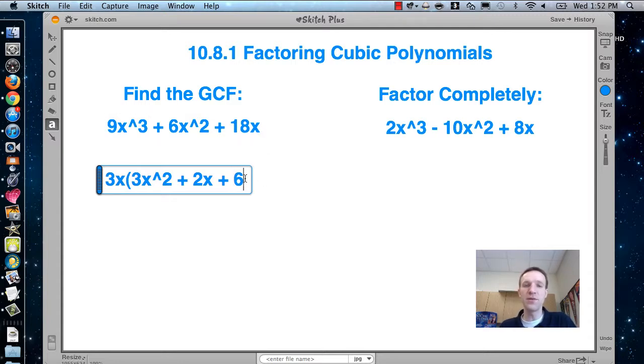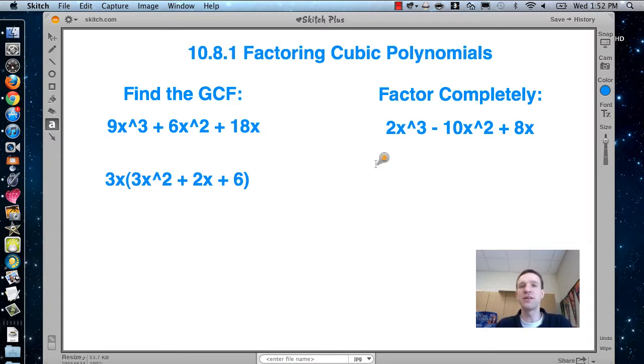So this is how you factor out a greatest common factor. And then you would probably check to see if you can factor this anymore. In this example, you can't factor it anymore, so this is your final answer. You could check, but it is in lowest form. We're done.